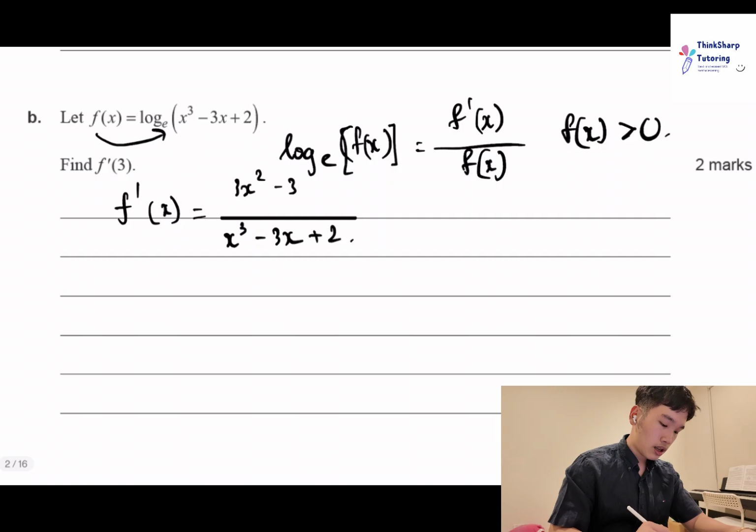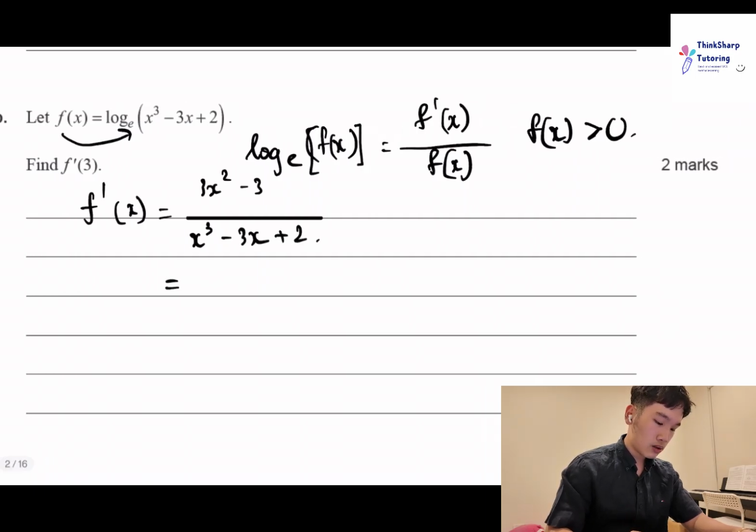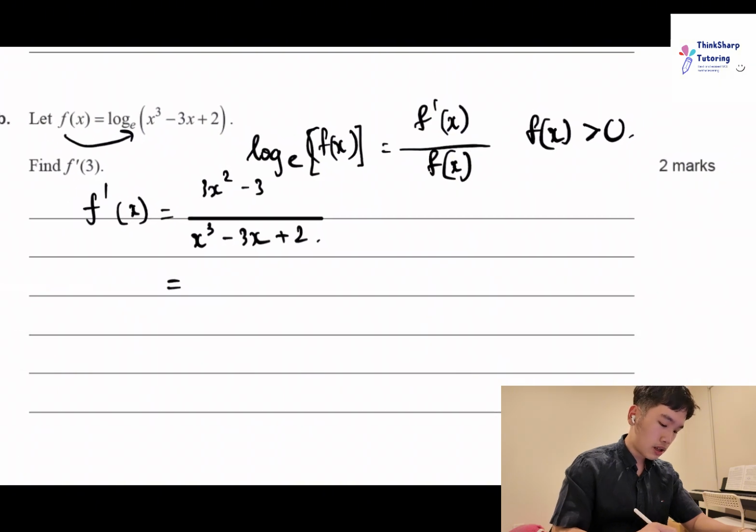All right. So we want to simplify this. So maybe this is not simplified. Oh, we don't. We actually need, we only need to sub in number 3.